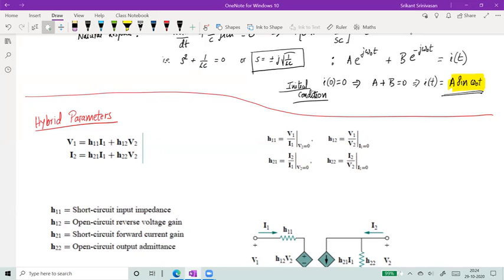V1 is equal to H11 I1 plus H12 V2, and similarly I2 is equal to H21 I1 plus H22 V2. Now this looks a little counterintuitive because normally you have the dependent variables as voltages in terms of currents or currents in terms of voltages. We also had the case of voltage and current at the input side in terms of values at the output side, because that is transmission. So these hybrid parameters have become popular because it is a convenient way of representing a transistor. So let's look at the hybrid parameters first.